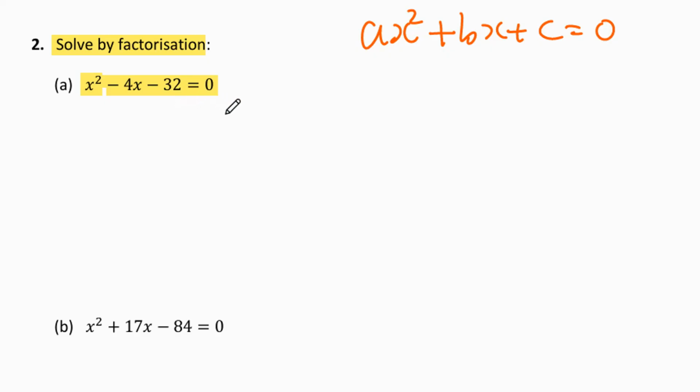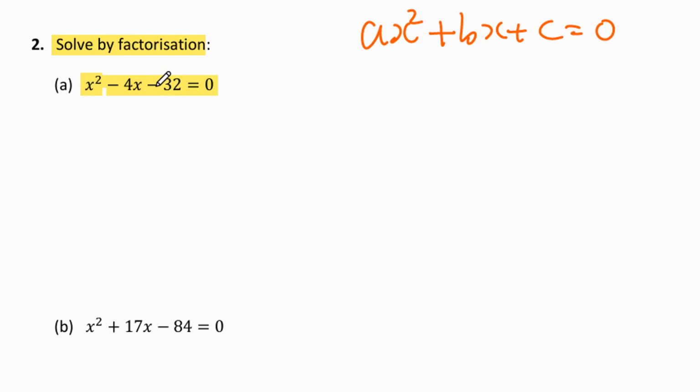Also important to note that this equation here has an x squared coefficient of 1. In other words, a is equal to 1. When this is the case, we can use the following method to solve this equation. We start with the constant and write down all the factors of it. So the constant here is 32.